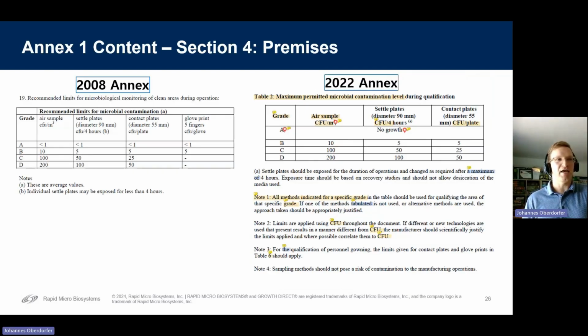Then in the premises, we have a table. In section 4, there's a table, table 2, with the maximum permitted microbial contamination level. Just be aware that this is a table that represents the state under qualification. So during the qualification phase, this is not the actual monitoring table, because that was something that was brought up several times with customers. The real monitoring table and the explanation to this table is in section 9 in the environmental monitoring, table 6 under point 9.31.